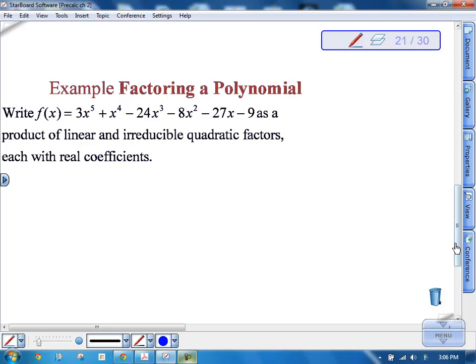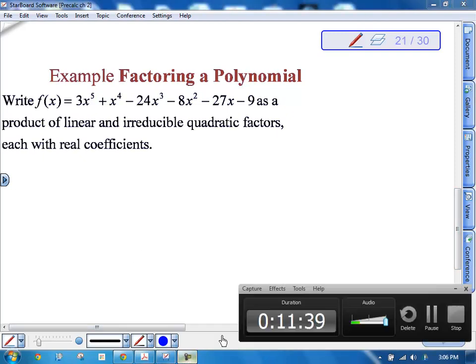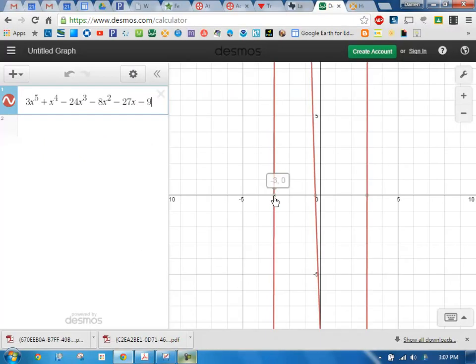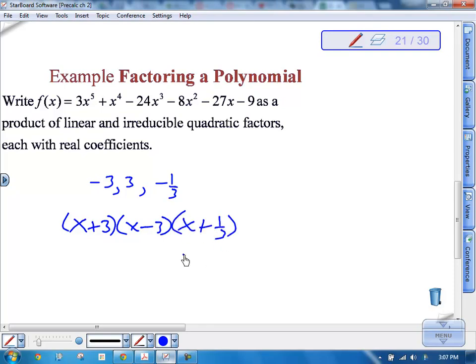Once again, kind of a long one, but let's get the real zeros first by graphing this in Desmos. Okay, so we have 3 real zeros: -3, -1/3, and 3. So I'm going to write out 3 factors right away from that. I've got x plus 3, x minus 3, and x plus 1/3, which you can actually write as 3x plus 1.